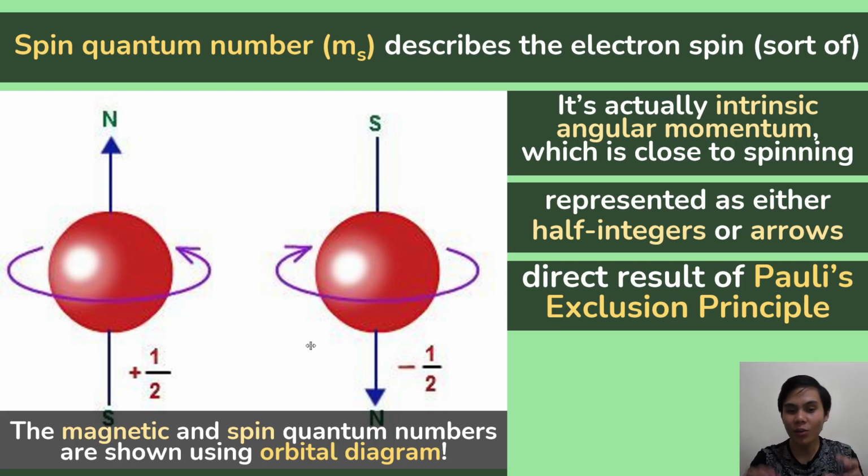The magnetic and spin quantum numbers are only shown using the orbital diagram. That's why the electron configuration, which you can usually find in some of the more modern periodic tables, is considered a summary, because it doesn't show the magnetic and spin quantum numbers.